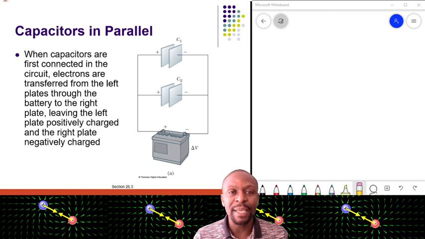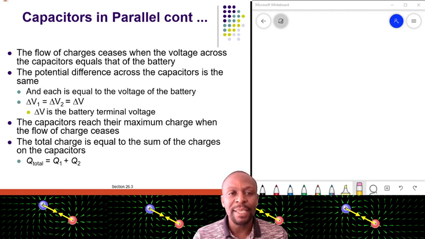Now let us start with capacitors connected in parallel. When capacitors are first connected in the circuit, electrons are transferred from the left plates through the battery to the right plates, leaving the left plates positively charged and the right plates negatively charged. The flow of charges ceases when the voltage across the capacitors equals that of the battery. Now the potential difference across each capacitor is the same, and each is equal to the voltage of the battery.